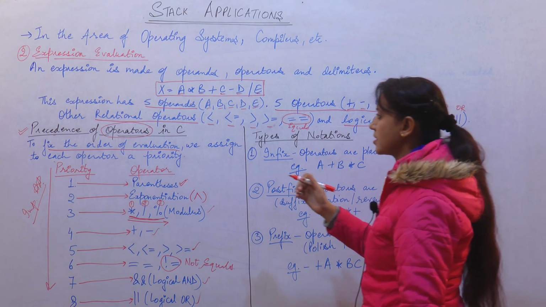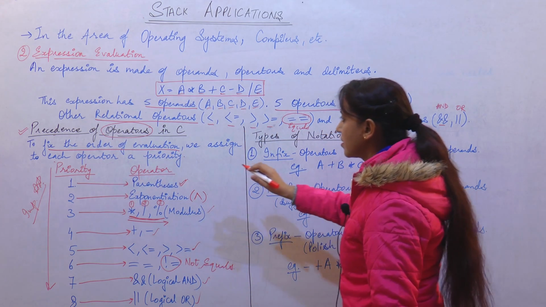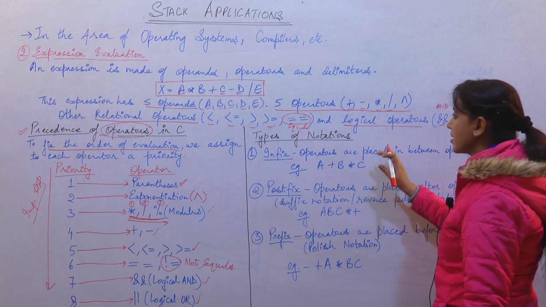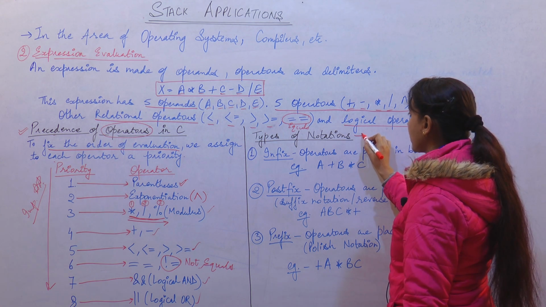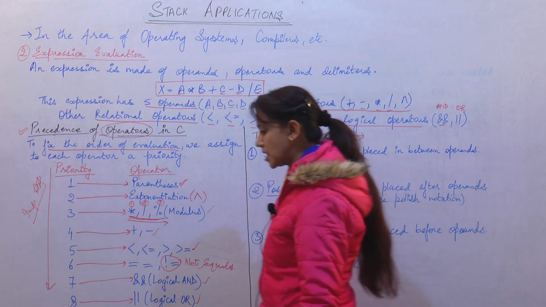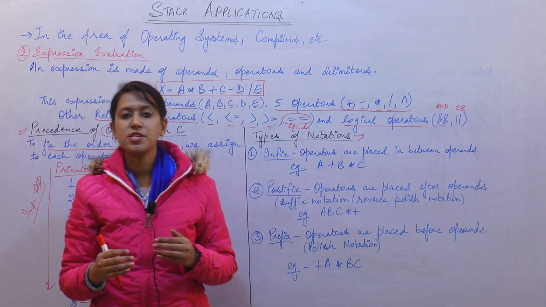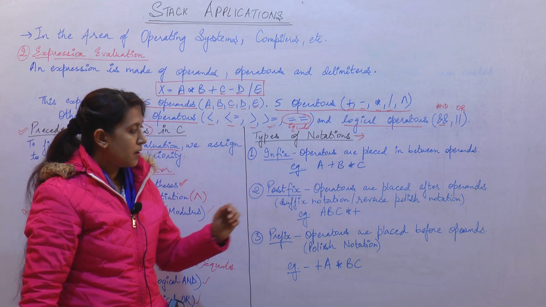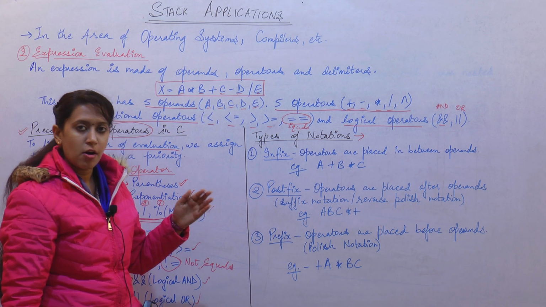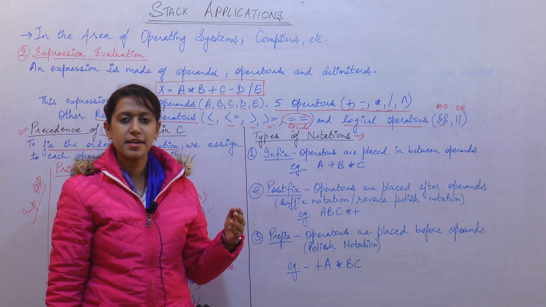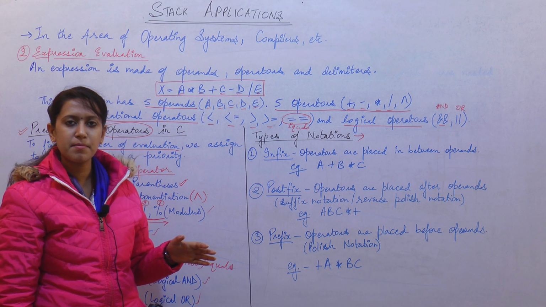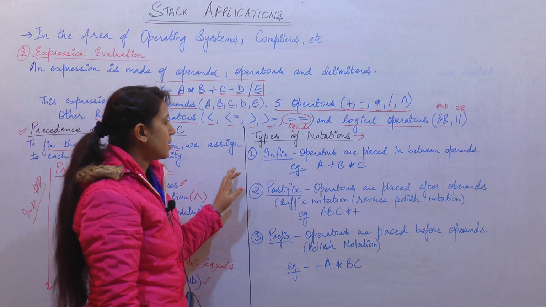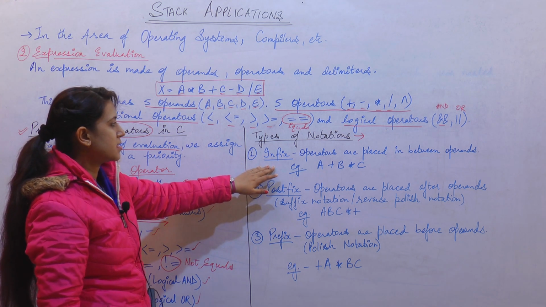After fixing the order of evaluation, that means after setting the priority of the operators, our next thing is types of notations. Types of notations means the expression that we are having contains both operands and operators. But what if operators are in between the operands, before operands or after operands? Then that will be our next topic, that is types of notations.